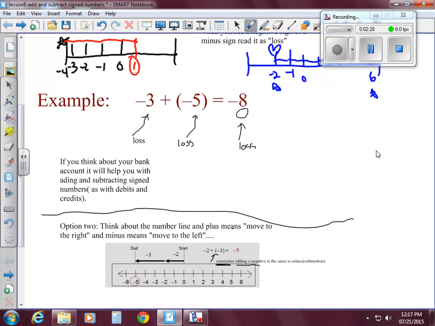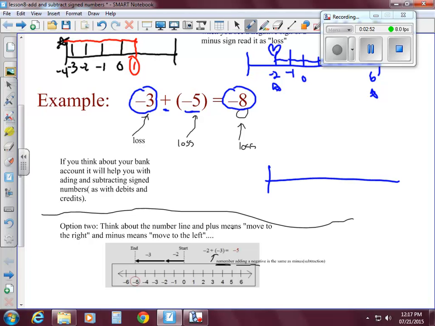Okay, let's try again. Let's read this example. Let's read it as a loss of 3, like I have -$3 in my bank account. And then I add another loss. I know that's awkward. How can you add a loss? Well, adding a negative is the same thing as loss, losing, period. So if I lose 3 and I lose another 5, I'm going to be in the hole 8. I've got an overall loss of 8.